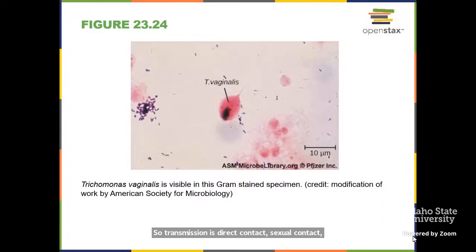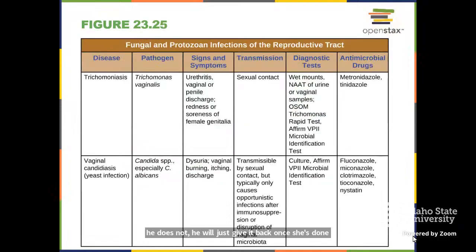Oftentimes with Trichomonas vaginalis, it's the female that exhibits symptoms, and the male almost always tends to be asymptomatic. However, both partners need to be treated to ensure that you've actually dealt with this little organism. Because if she gets treated, but he does not, he will just give it back once she's done with the treatment, right? And that's not a good situation.